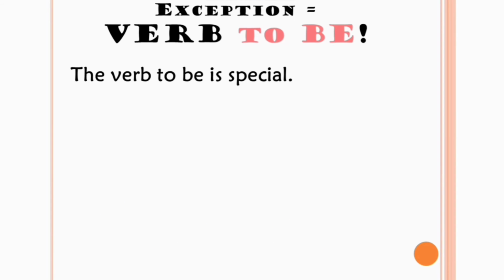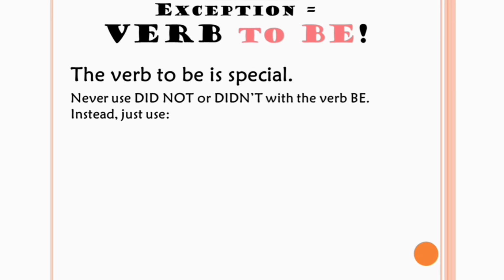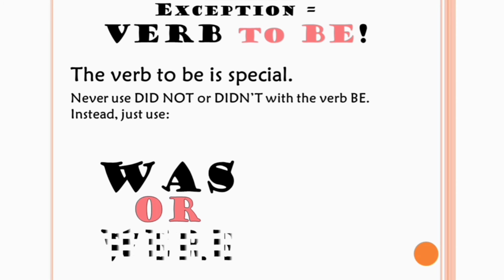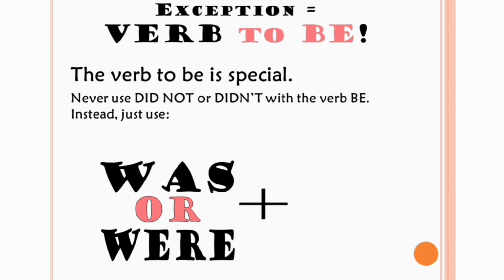Exception with the verb to be. The verb to be is special. Never use did not or didn't with the verb be. Instead, just use was or were plus not.